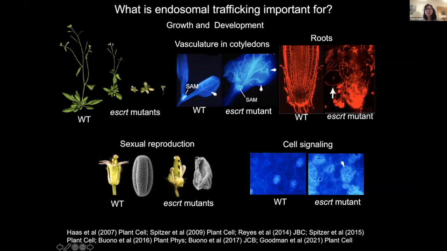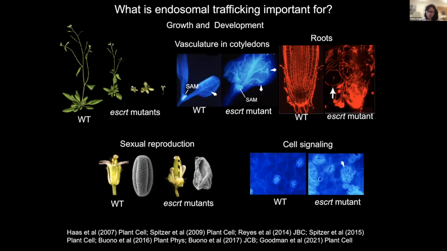And as you can see, there are issues with the differentiation of veins and organs. This is a root meristem in an escort mutant, completely disorganized. Cell differentiation is affected. And those that are able to form flowers are usually infertile because the pollen grains are not able to survive. So it is certainly an important process, and it still is quite unclear how it happens.